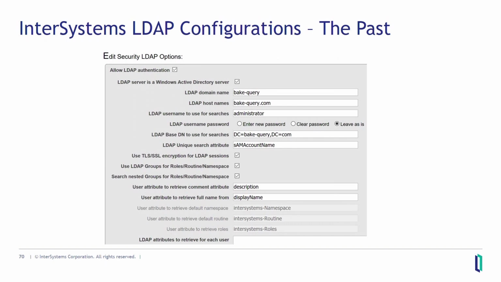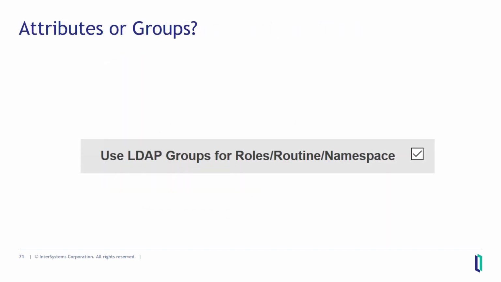All right, so what does this look like inside your InterSystems IRIS or Cache instance? Well, let's take a look at all of this. So you've got things like when you make an LDAP configuration to connect to your LDAP server. You give it a name, you tell it what machine to connect to, you give it a user in the LDAP domain that can search the rest of the tree, you tell it what unique things are on there, you tell it to use SSL/TLS encryption unless it's a test system because you care about whether people can see your password over the network or not. And then we get to the neat stuff. Use LDAP groups for role, routine, namespace. Let's take a look at that.